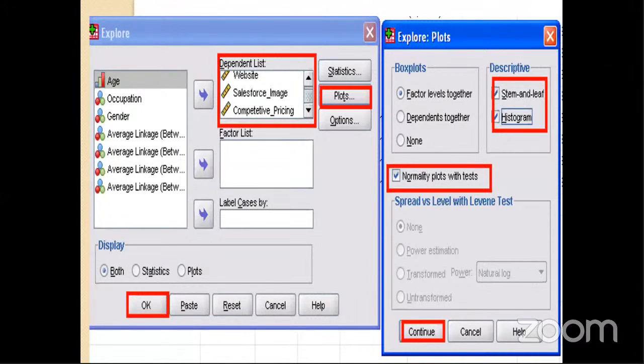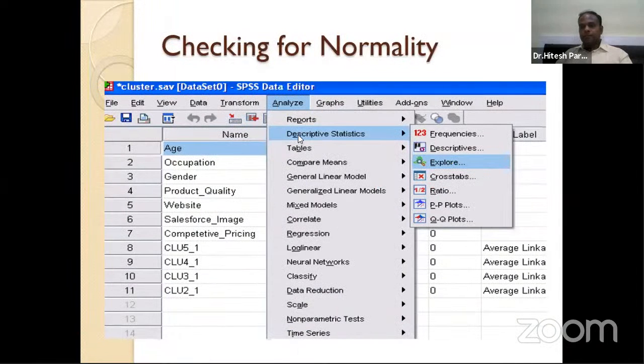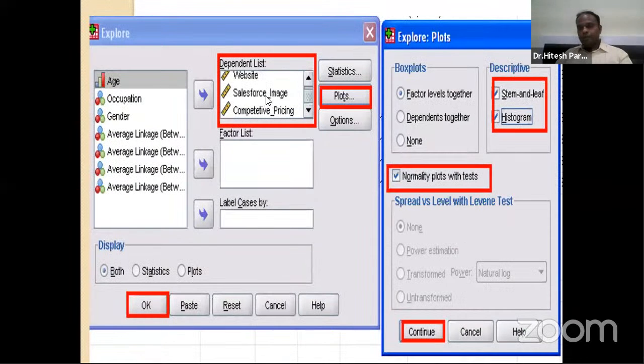So can you please repeat? Click on Analyze, Descriptive Statistics and Explore. Transfer all our 4 variables. Click on Plots. Give a tick mark to histogram, stem and leaf, and normality plot with test. This is important: normality plots with tests. And continue and then OK.